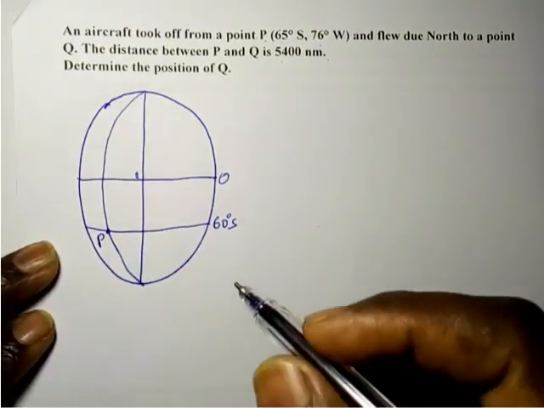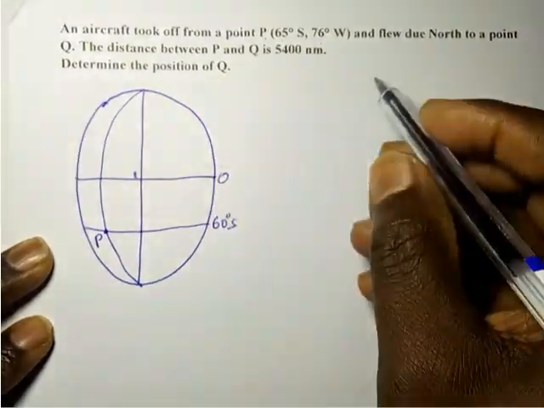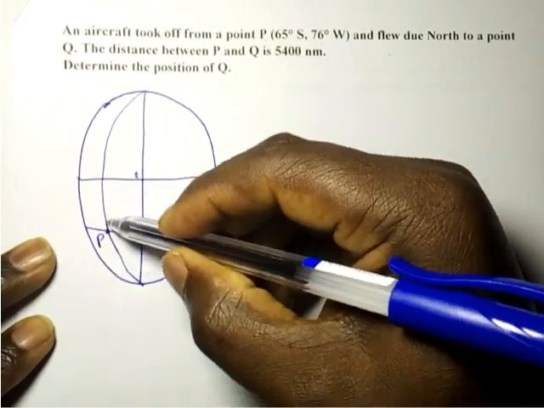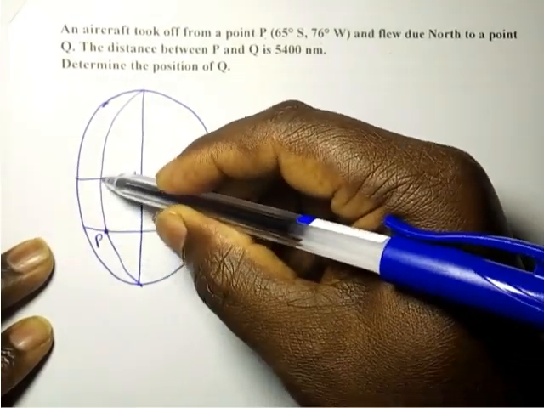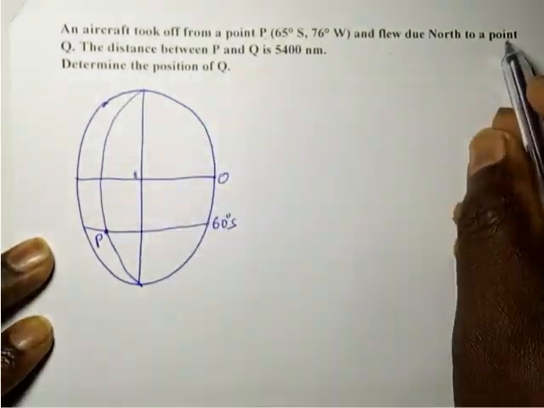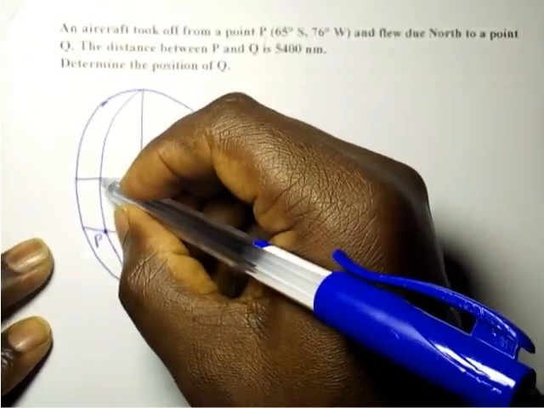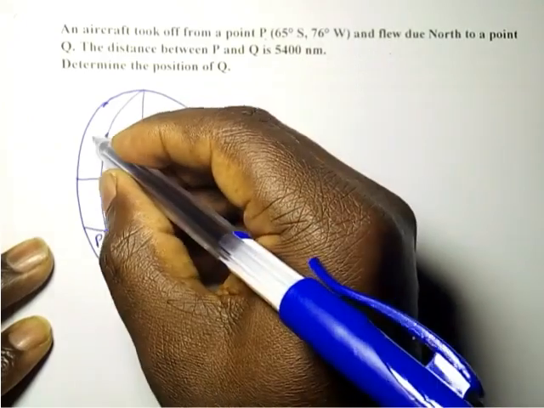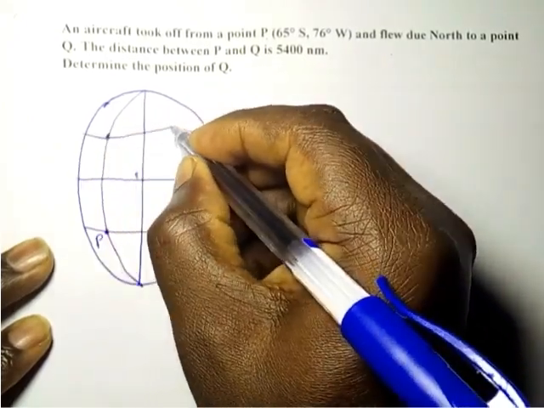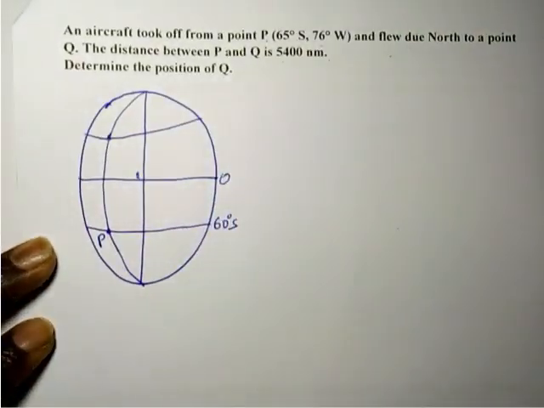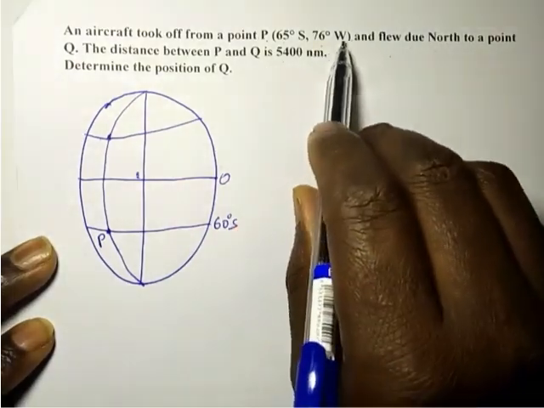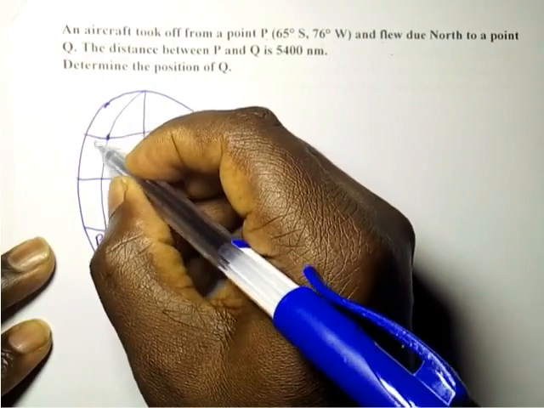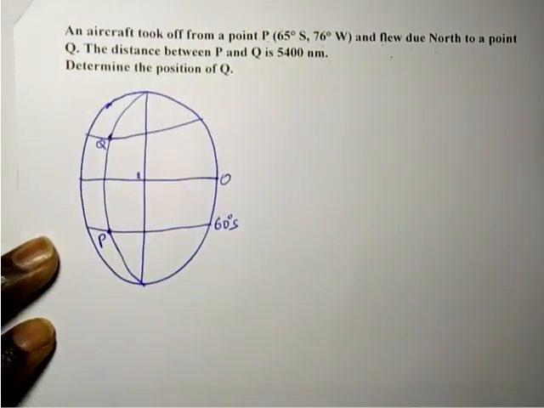Right? So it flew north. It flew north on the same longitude. It flew north of this to a point Q. We don't know where Q is. Let me just guess that it arrived at that point. We don't know, but we just sketch like that. Then determine the point of Q. Let me call this point here Q.